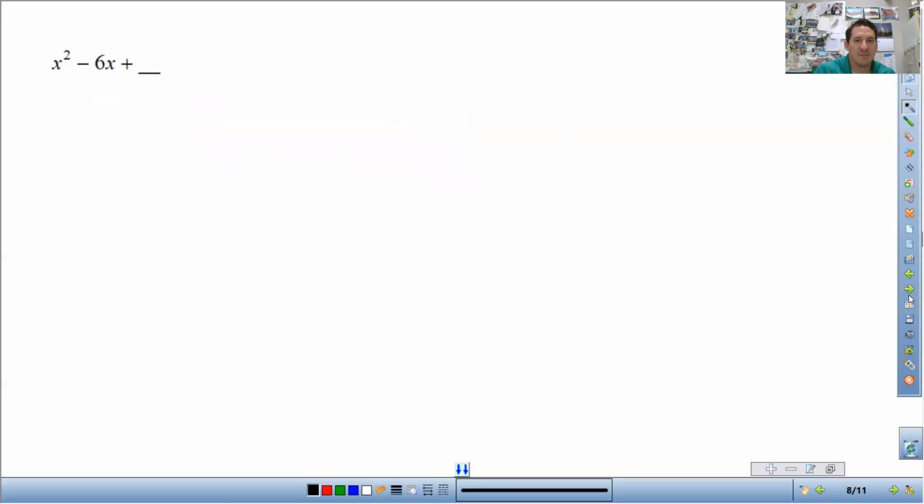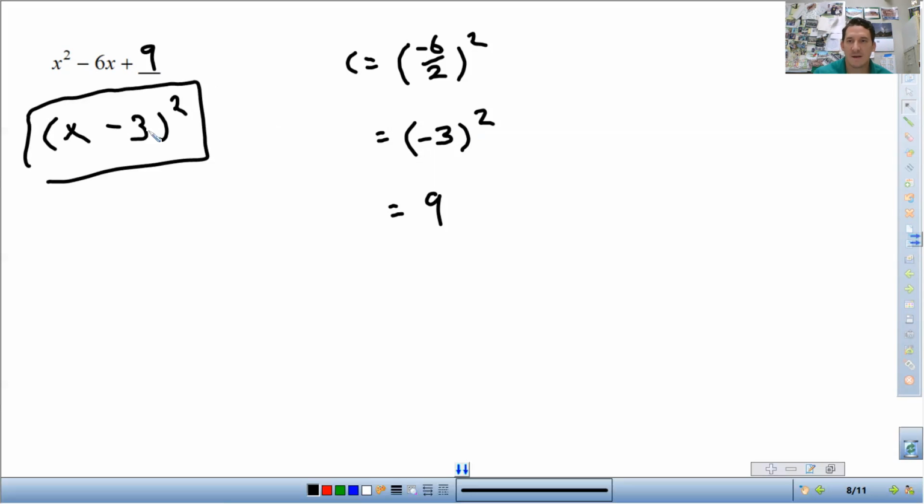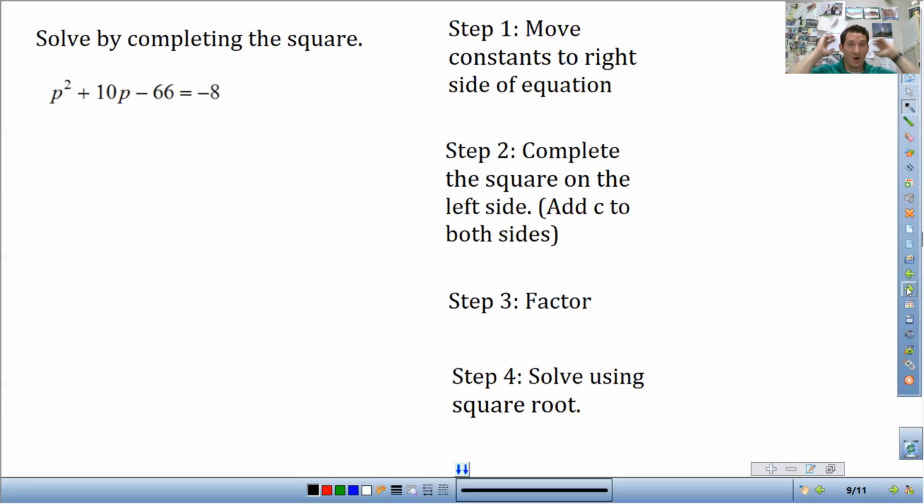Let's do one more example. Again, I'm going to find the c value. c is equal to negative 6 over 2, squared. Negative 6 over 2 is negative 3, squared is 9. So the c value is 9. Our perfect square trinomial is going to factor into x minus 3 squared. Done. Now let's look at how we can use this to solve an equation.